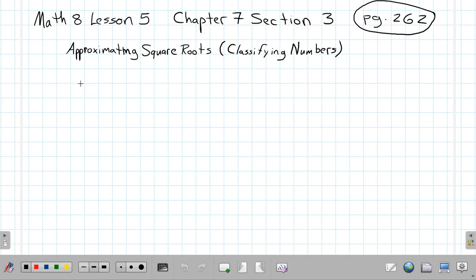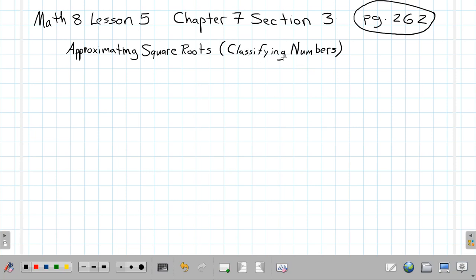Hello, everyone, and welcome to Math 8, Lesson 5. This is going to be on Chapter 7, Section 3, which starts on page 262. And this section is technically on approximating square roots, okay?